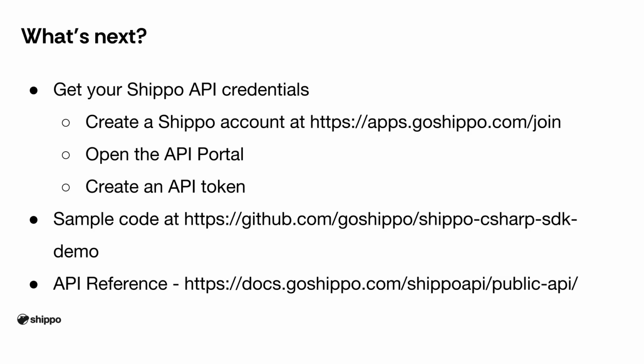So what's next? Well, for you, you can go and get Shippo API credentials. If you haven't already created a Shippo account, just go to the URL here to create a Shippo account. It's free. Once you do that, you can navigate to the API portal and you can create your API tokens. And again, I recommend that you use a test token until you're ready to generate charges against your Shippo account.